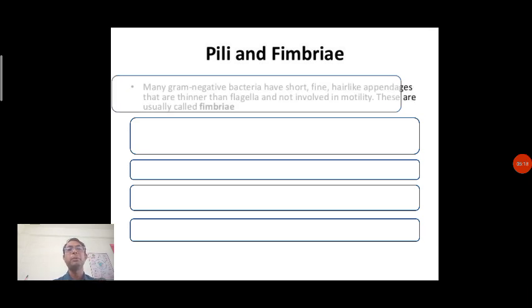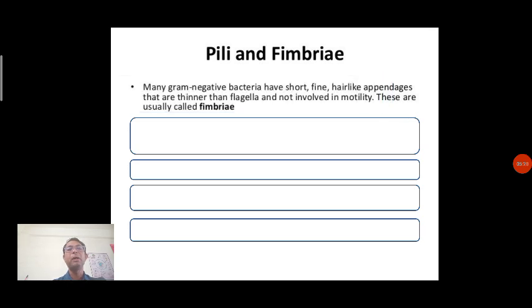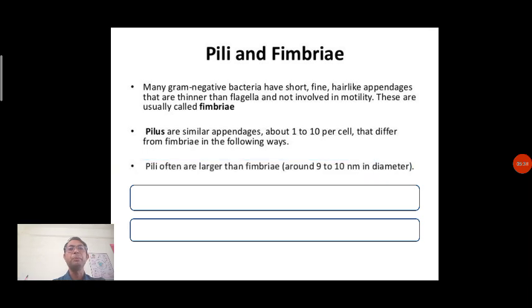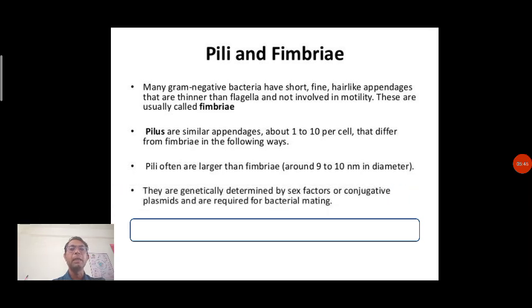Many gram-negative bacteria have short, fine hair-like appendages that are thinner than flagella and not involved in motility. These are called fimbriae. Pili are similar appendages, about 1 to 10 per cell, that differ from fimbriae in the following ways. One, pili often are larger than fimbriae. Next, they are generally determined by sex factors or conjugative plasmids and are required for bacterial mating.